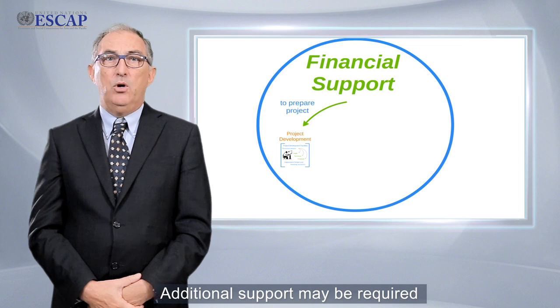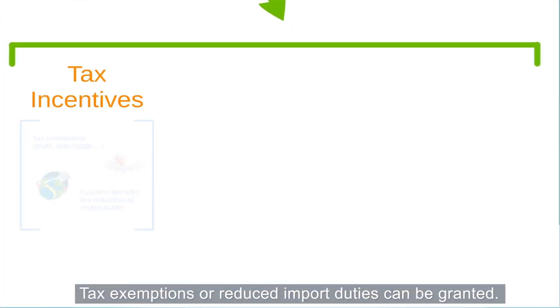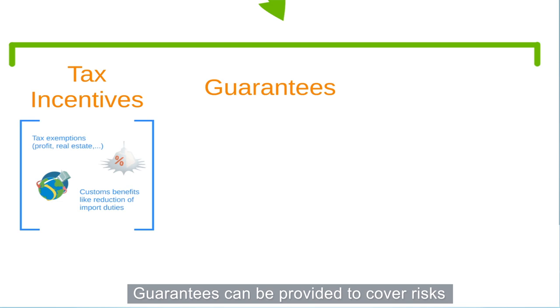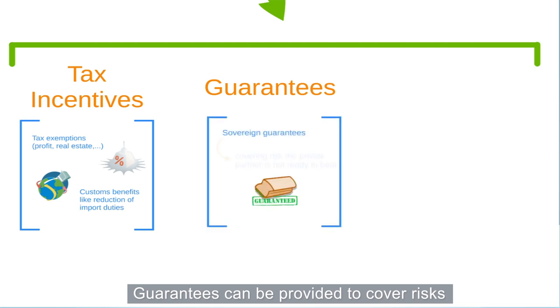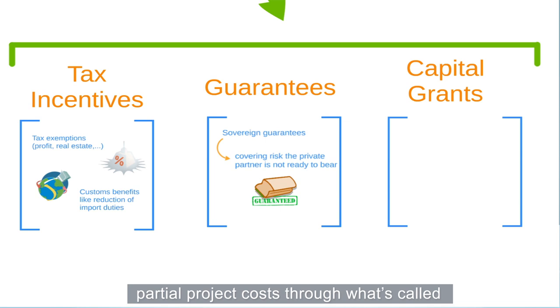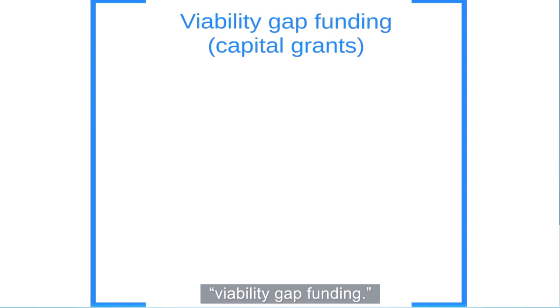Additional support may be required to ensure a project is financially attractive. Tax exemptions or reduced import duties can be granted. Guarantees can be provided to cover risks that the private partner is not ready to take on. The government might also decide to cover partial project costs through what's called Viability Gap Funding.